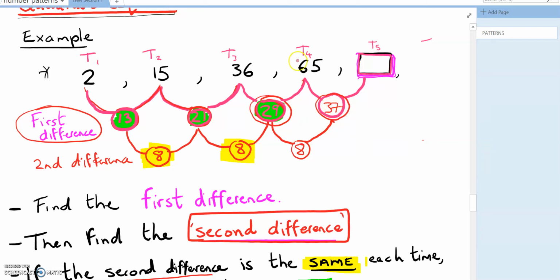So now I know that 65 plus this 37 will give me what goes in here. That's where I got my 102 from. Okay, see how it's done?